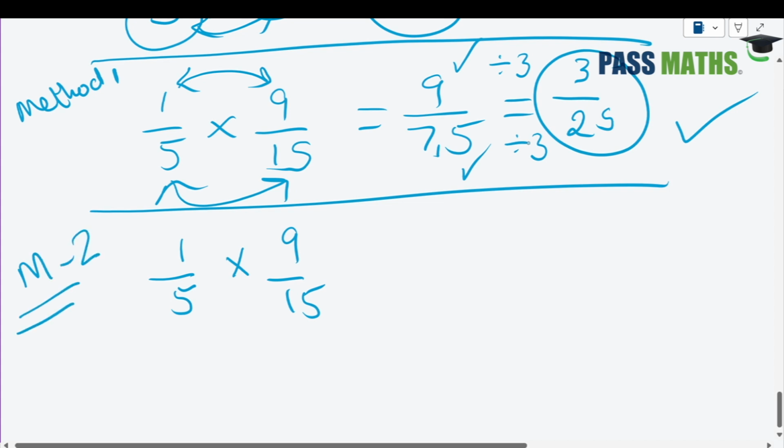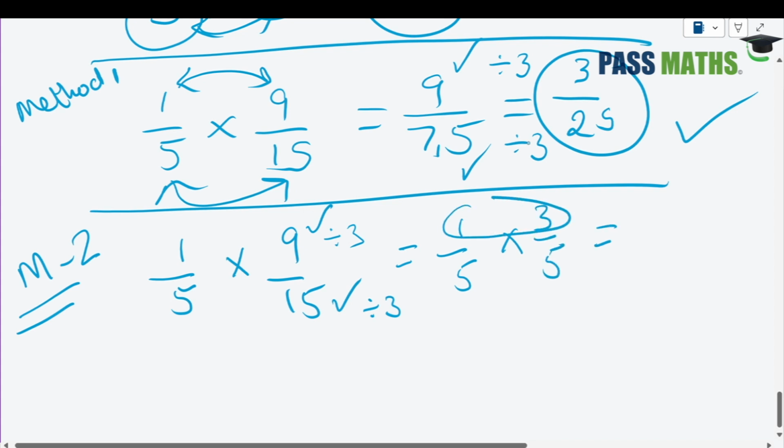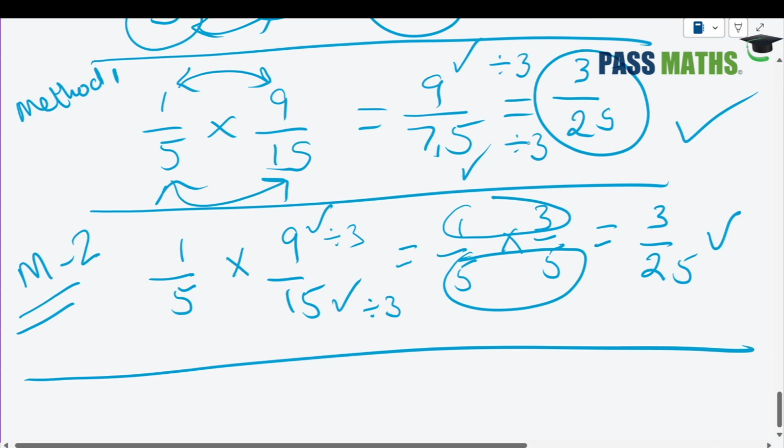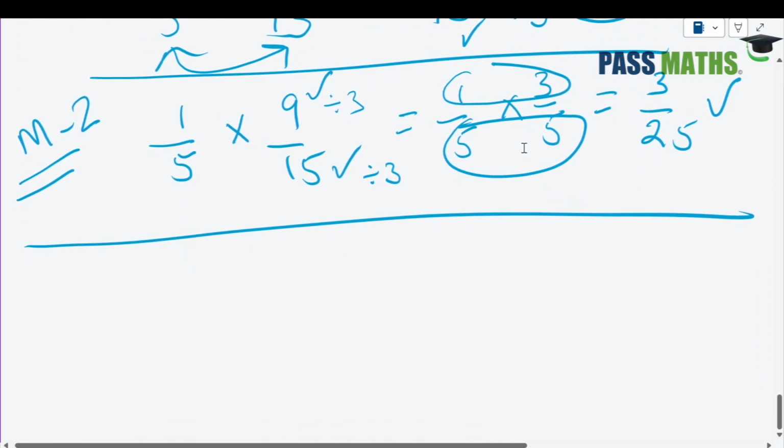So here, if you look carefully, 9 and 15, 3 is a common factor. So we can divide by 3, this one and this one. That gives you 1/5 times 3/5. So then, now numerator times numerator, denominator times denominator, that will be 3/25. You don't have to learn this method, but if you enjoy maths, it might be good for you.